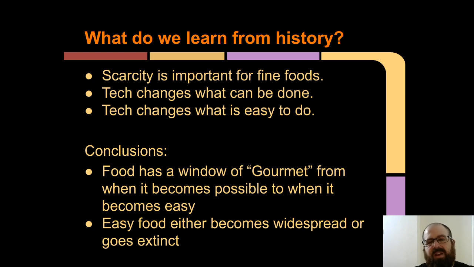So tech changes what can be done, but it also changes what's easy to do. And this has the conclusion of once we can make a food, but it's hard, it becomes gourmet. But then when anyone can make it, it goes from gourmet to becoming common. And then it has two routes. Either it's good enough that it remains with us, like pesto. Pesto has definitely not gone away, quite the opposite. Why? Because pesto is delicious. Or it goes extinct, like the quenelle.